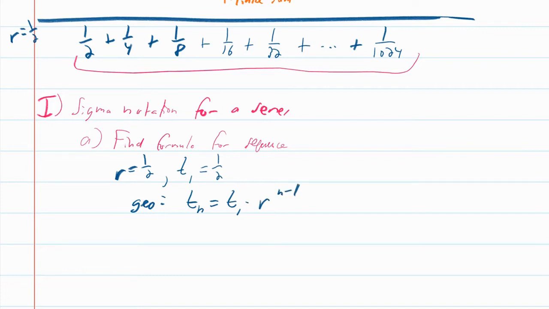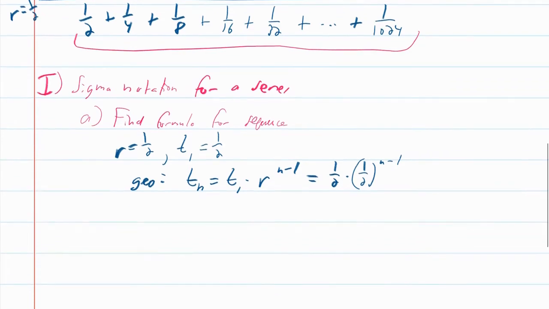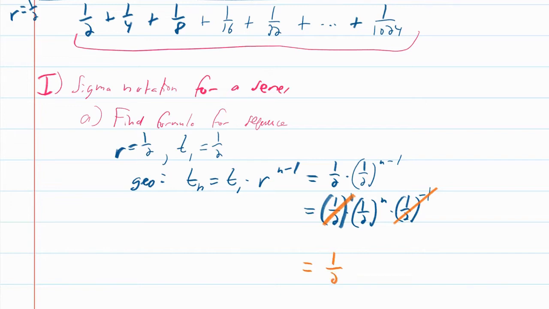For this particular sequence, it would be 1/2 times 1/2 raised to the n minus 1. And for reasons of simplifying algebraically, I can make this 1/2 times 1/2 to the n times 1/2 to the negative 1. And when you multiply 1/2 to the 1 times 1/2 to the negative 1, those are reciprocals. Those would cancel. So the simplified formula for this is 1/2 to the nth power, or better yet, 1 to the n over 2 to the n, which is just 1 over 2 to the n.